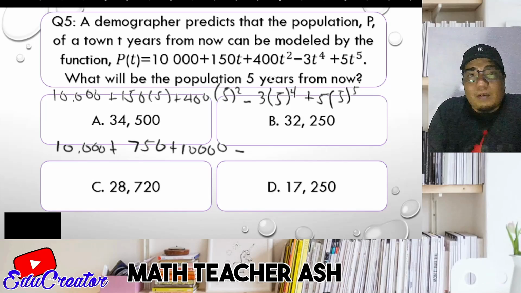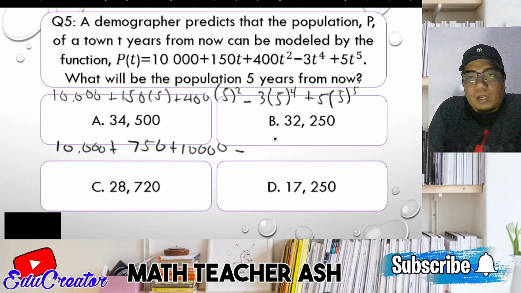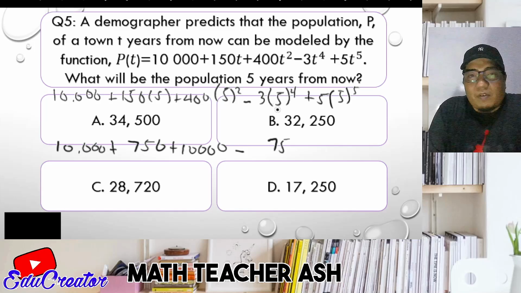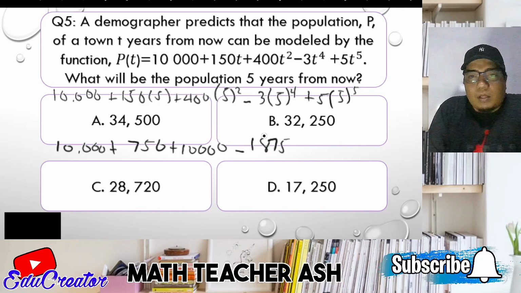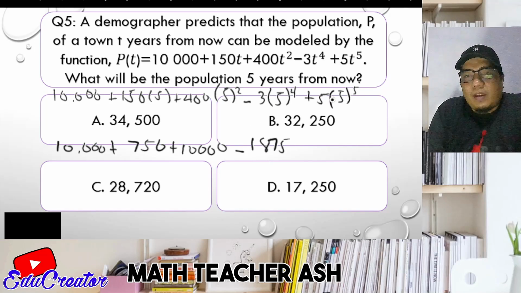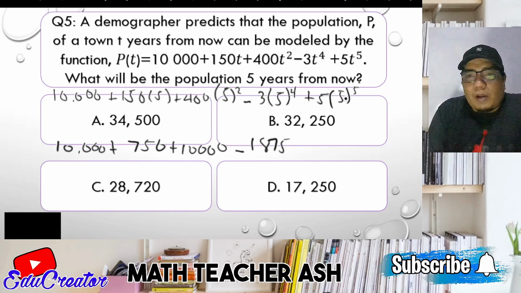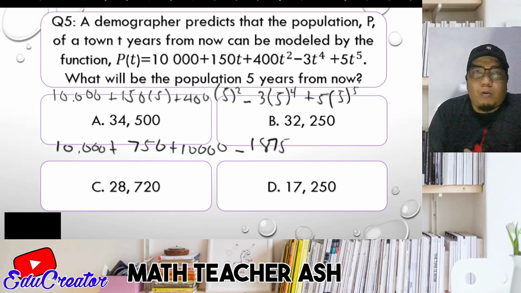So 625 times 3. 25 times 3, that is 75. Yung 6 naman sa 625 times 3 na naman, 18. Ayan. So, 1,875. And then, we have here, ano ba to? 5 to the 5th power times 5. So, ano ba yung 5 to the 5th power?